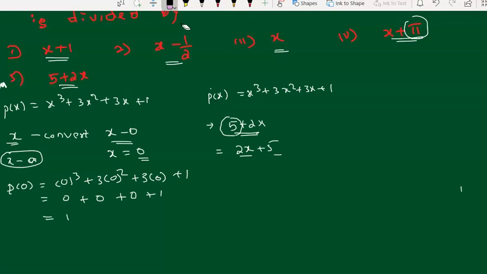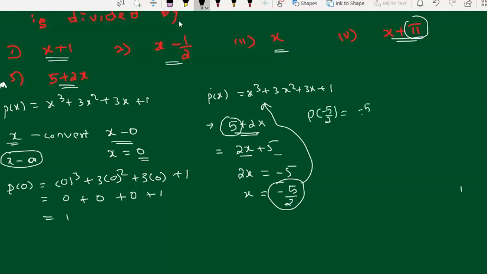Find out the value of x, that is going to be the simplest thing. 2x is equal to, if you send 5 to the other side, plus becomes minus, and x is equal to minus 5 by 2 you are going to get. If you put this value in this polynomial, you are going to get a remainder. That's very simple. Okay, let's find out p of minus 5 by 2: minus 5 by 2 cube plus 3 into minus 5 by 2 square plus 3 into minus 5 by 2 plus 1.